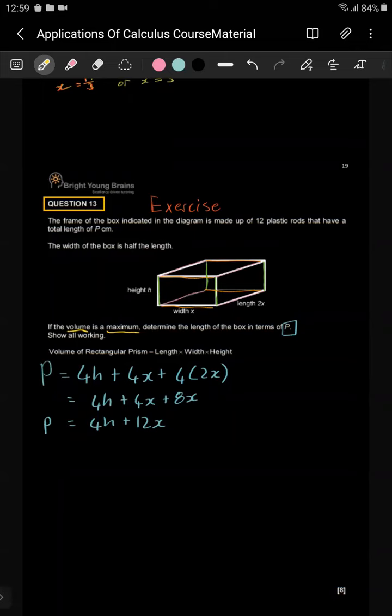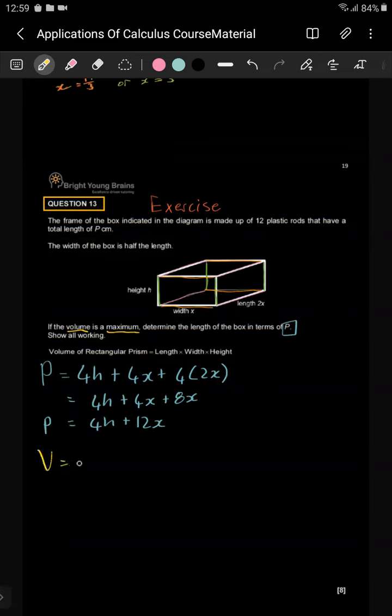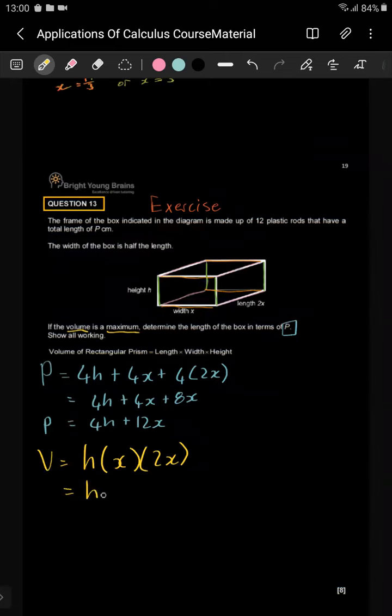So in words, it's all just a bit all over the place. So let's just take it slow. We're talking about volume here. So let's see what the volume of this shape would be. The volume of our shape would technically be h times the width times the length, because this is a rectangular prism. So the volume is height times width times the length. So it's just going to be h multiplied by x multiplied by 2x. If you simplify this, you're technically going to get h times 2x squared.